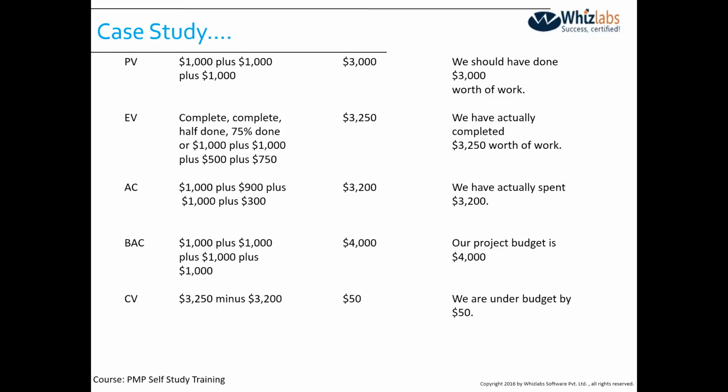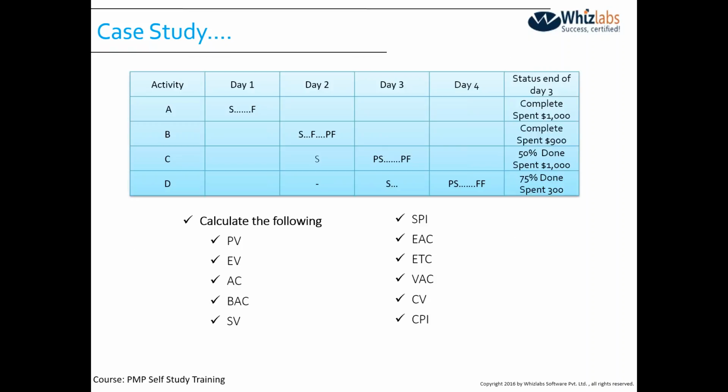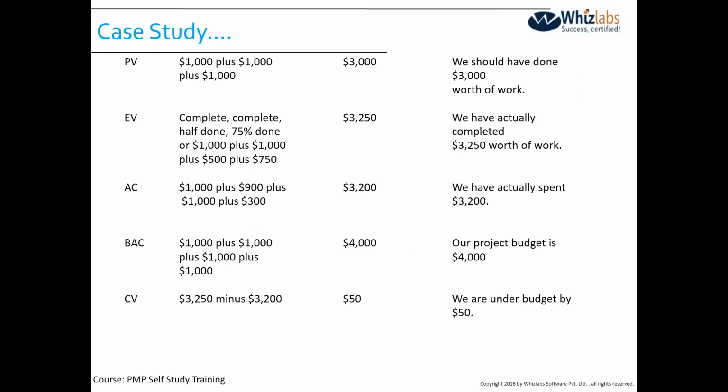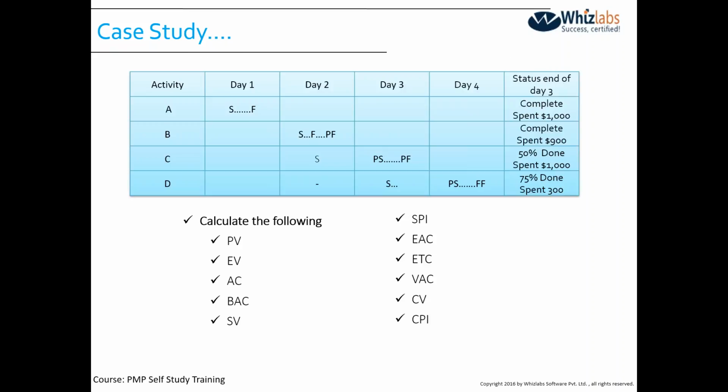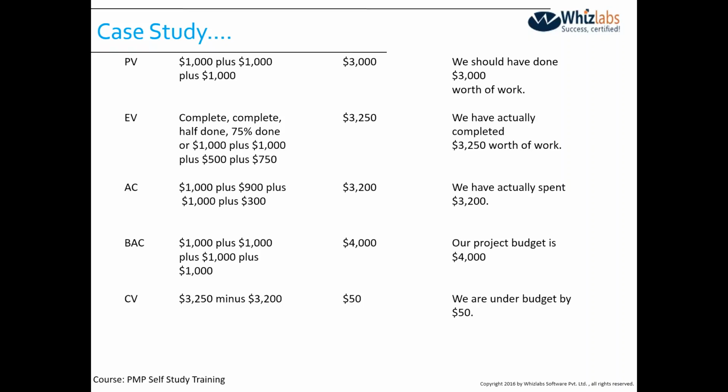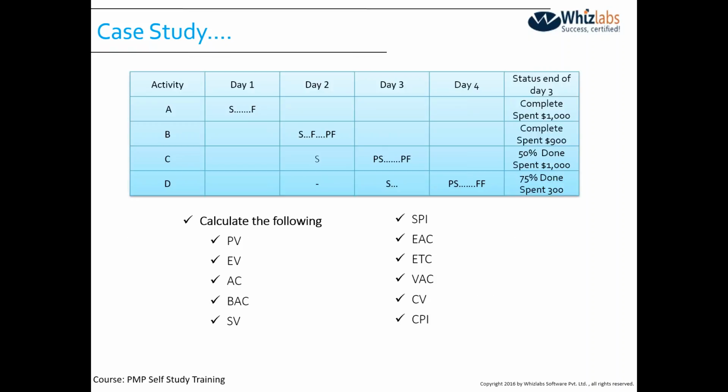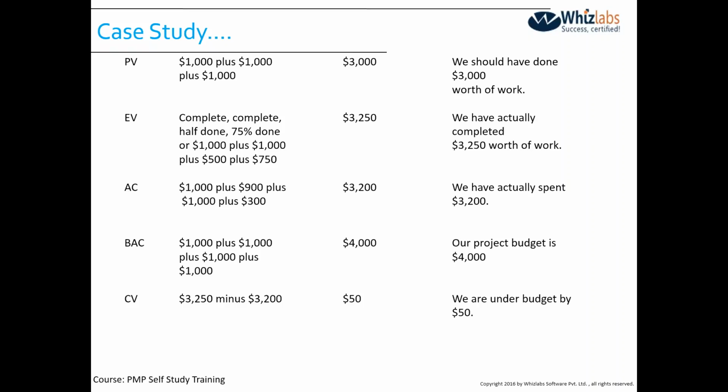While you look at the earned value, now I go back to the slide. It is complete, half done, 75% done. It is complete, 50% done, and 75% done. In other words, we can say 1,000 plus 1,000 plus 500, because the third one was half done, and then we say 750. That comes to 3,250. We have actually completed 3,250 worth of work. Is that clear?